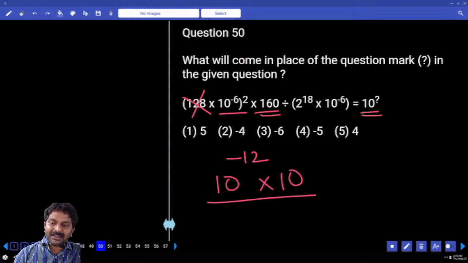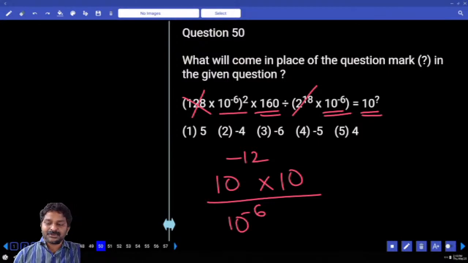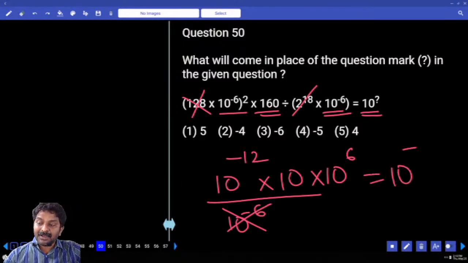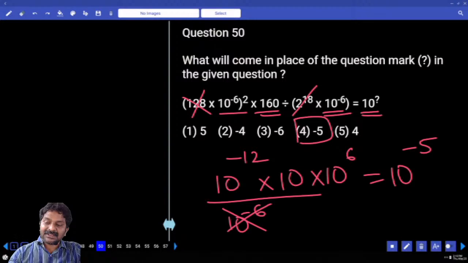Okay. Divided by 2 power 18. There is no 5 multiple, not 0. 10 to the power of minus 6. If denominator value comes to numerator, instead of writing this 10 power minus 6 in denominator, can I write it as 10 to the power of 6 positive number? 10 power minus 12 into 10 power plus 7. How much is the value? 10 power minus 5. Answer minus 5, fourth option.